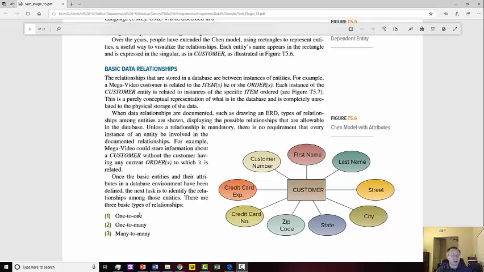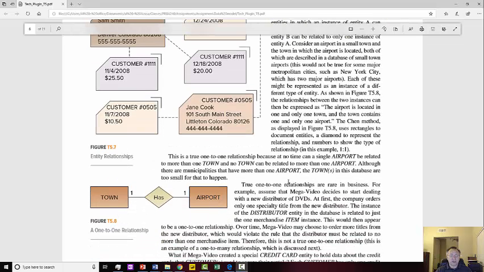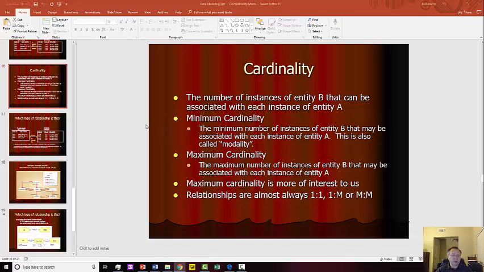Now, as mentioned before, there's three types of basic relationships: one-to-one, one-to-many, many-to-many. And this gets to be a little bit complicated. Just so you know, one-to-one relationships are pretty rare. So I'm going to go over to the PowerPoint because it's a little bit easier to understand with these slides. So what is cardinality? And we'll read the words, but again, it's very wordy. The number of instances of entity B that are related or associated to an instance of entity A.